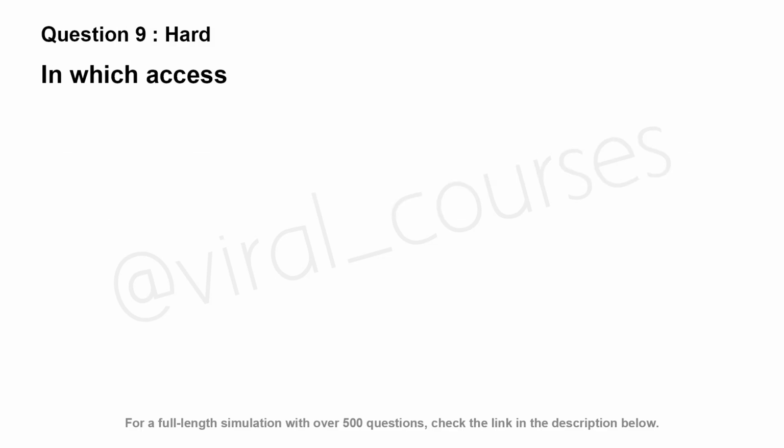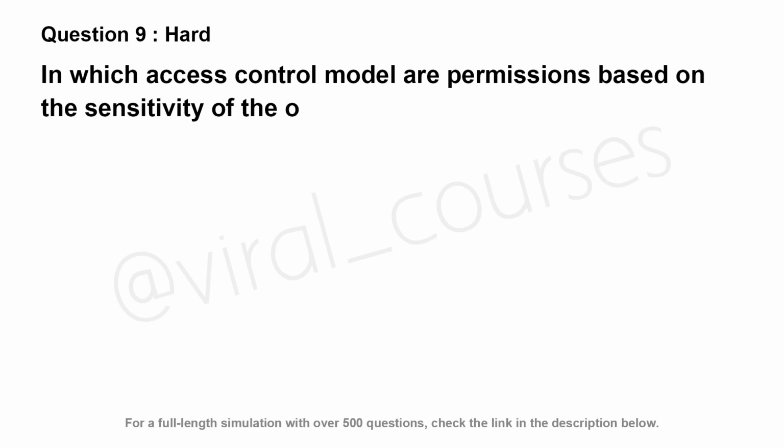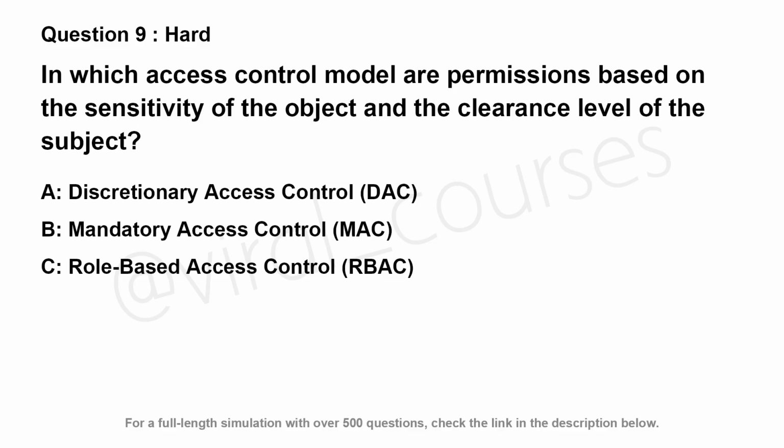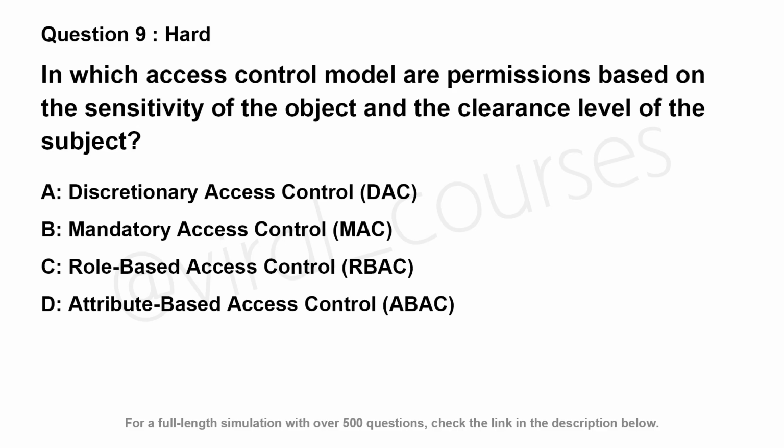In which access control model are permissions based on the sensitivity of the object and the clearance level of the subject? Option A. Discretionary access control, DAC. Option B. Mandatory access control, MAC. Option C. Role-based access control, RBAC. Option D. Attribute-based access control, ABAC.